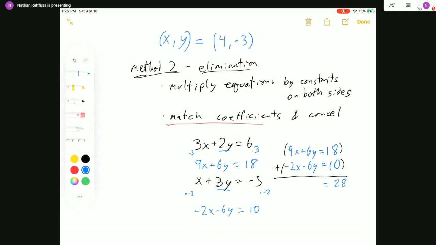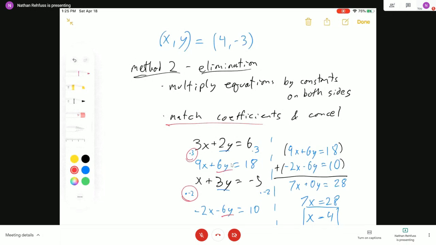And down here, this is the magic of this method. This is what we get: 9x minus 2x. So 9x plus -2x is 7x. But 6y plus -6y is 0y. So all we're left with is 7x equals 28, which tells us that x equals 4. So we matched up these y's. I chose these numbers so that these two expressions would be the same. So that's what I mean by matching coefficients. And this is what I mean by cancel.